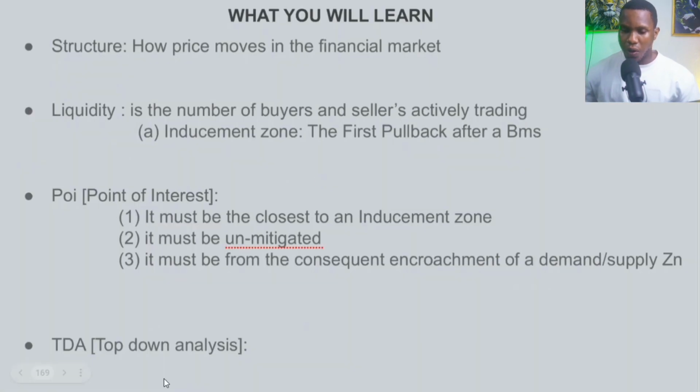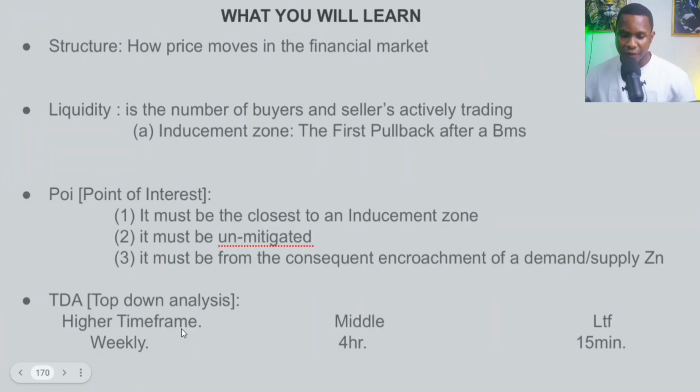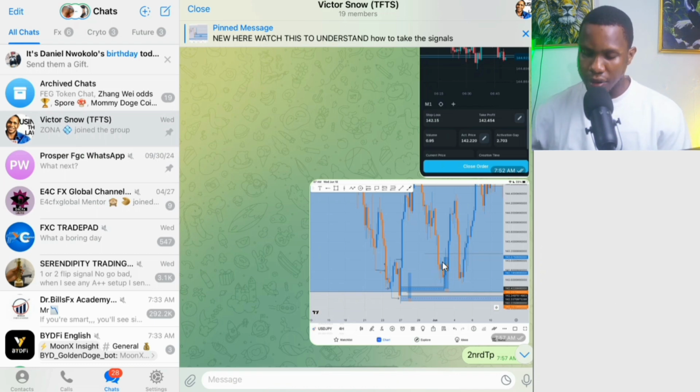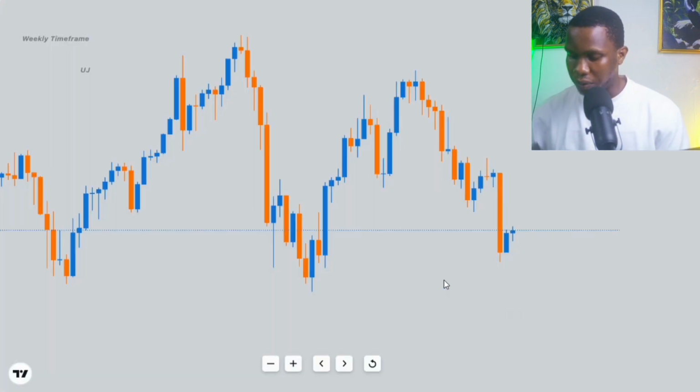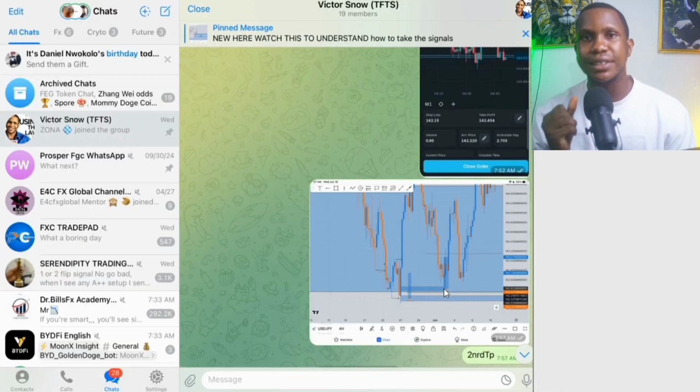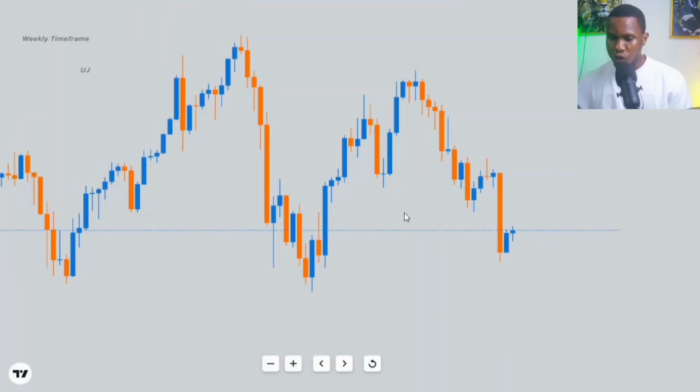I'm going to talk about how I use top-down analysis using these three concepts. I choose my higher time frame from the weekly time frame, my middle time frame from the 4-hour time frame, and my lower time frame from the 15 minutes time frame. So these three are called the 10 RL. Now I'm going to be explaining it step-by-step, the process of how I was able to catch it. What I did was USDJPY.